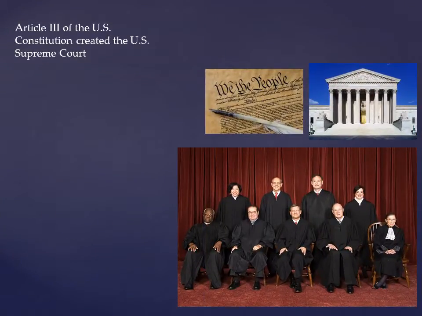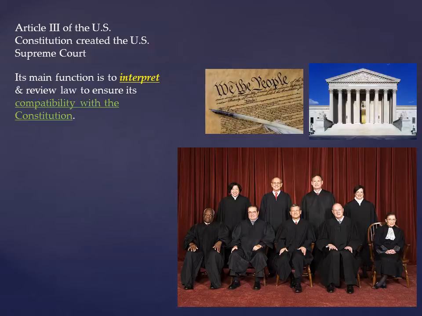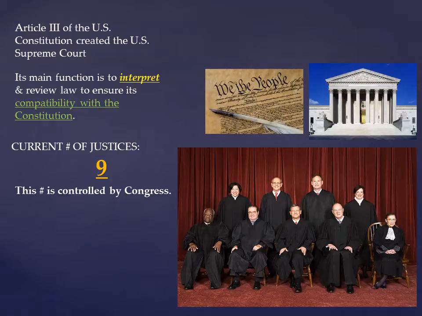Article 3 of the U.S. Constitution created the highest federal court of the country, the U.S. Supreme Court. The U.S. Supreme Court's main responsibility is to interpret and review laws to make sure that they're compatible with the U.S. Constitution. Presently, there are 9 justices serving on the Supreme Court, and that number has remained intact since 1869. The Constitution gives Congress the authority to control this number.